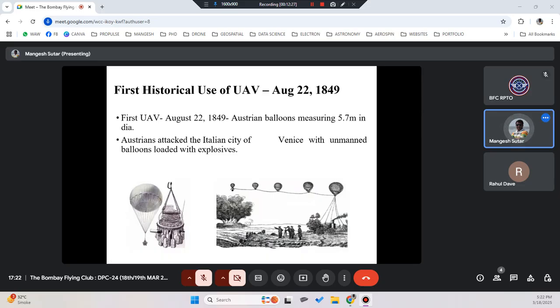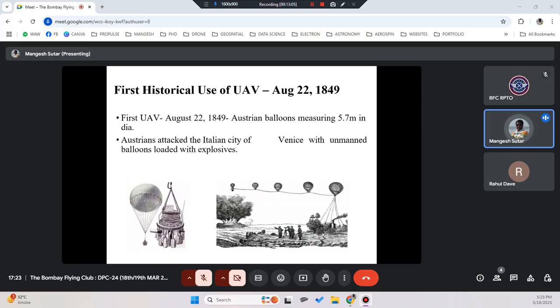Okay, so just a small bit, since we are learning about the unmanned aircraft system, we are talking about the history. So it started in 1849. The first UAV was actually in 1849, that is Austrian balloons measuring 5.7 meters in diameter. Austrians attacked the Italian city of Venice with unmanned balloons loaded with explosives. So actually they built hot air balloons, and there was a payload attached to it, a basket kind of thing, attached with a lot of explosives.